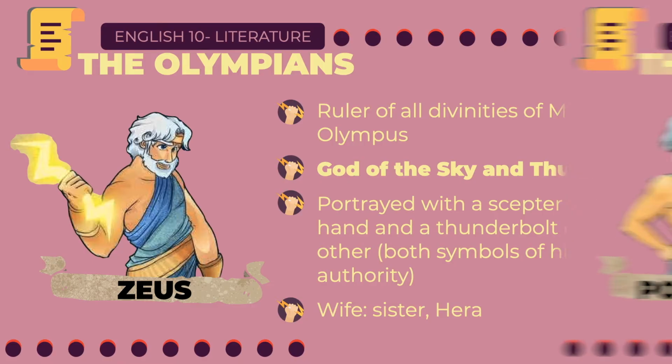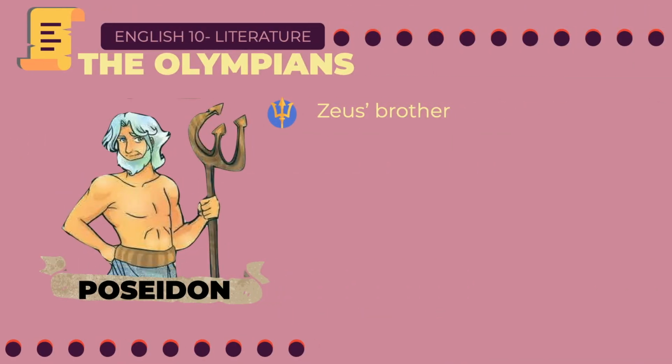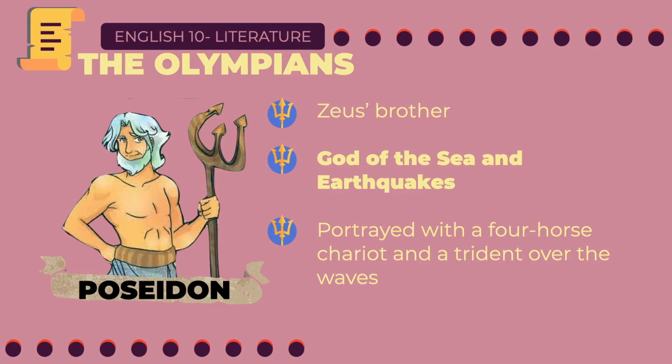The second most powerful god in Mount Olympus is Zeus' brother Poseidon. Most of you may know him as the father of the famous novel and movie character Percy Jackson. He is the god of the sea and earthquakes. Most of the time, he is portrayed with a 4-horse chariot and a trident over the waves. The trident is his 3-pronged scepter.